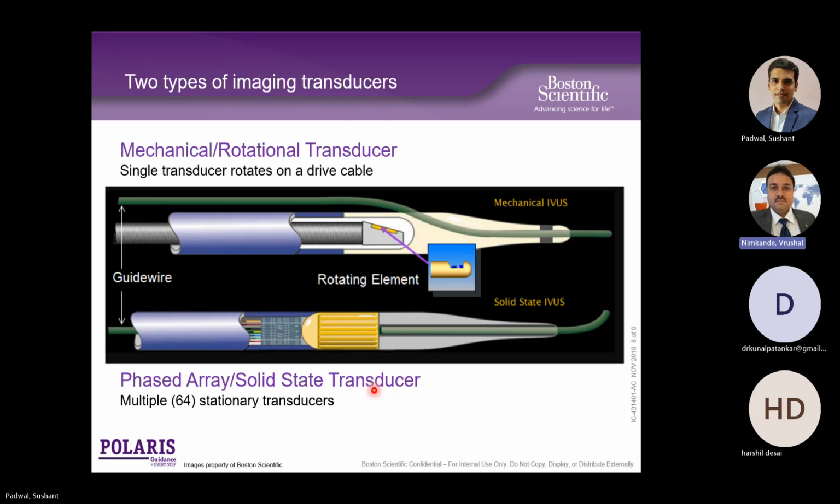If you see the recent launch, Philips launched a 45 megahertz catheter a few years back, and they have also now shifted from a solid state transducer to a mechanical transducer technology. They have incorporated a mechanical transducer technology in their 45 megahertz catheter. This one is their 20 megahertz catheter, which was the initial one, so they have also realized the shortcomings of this catheter.